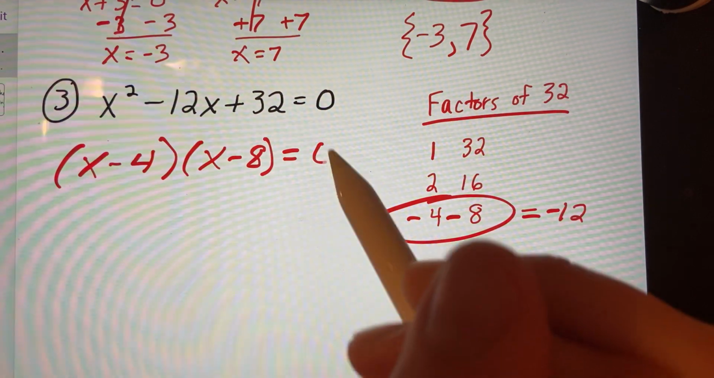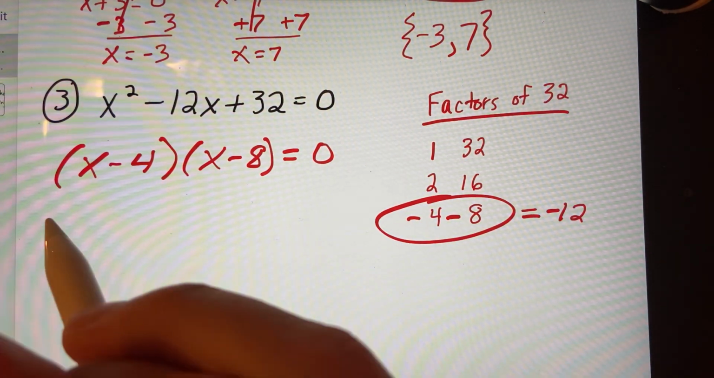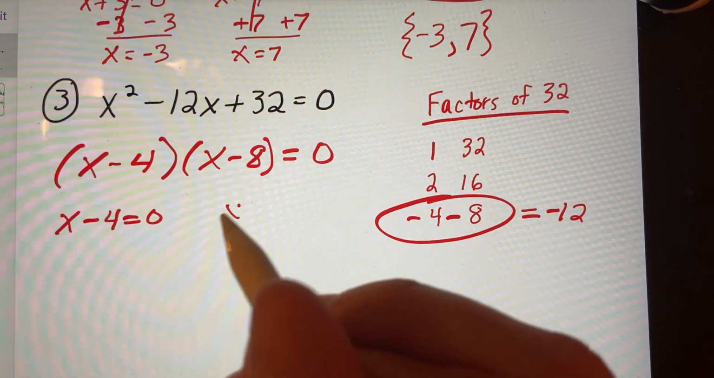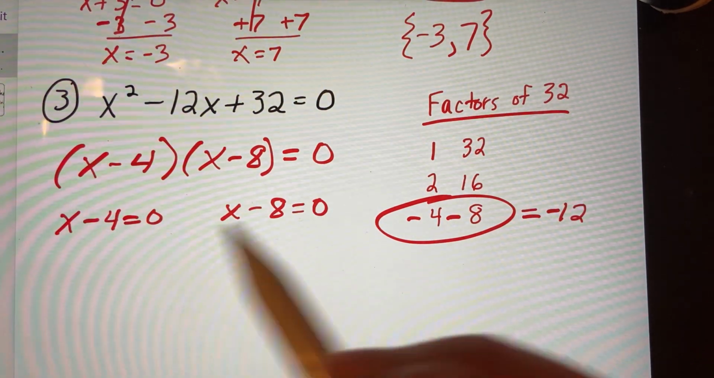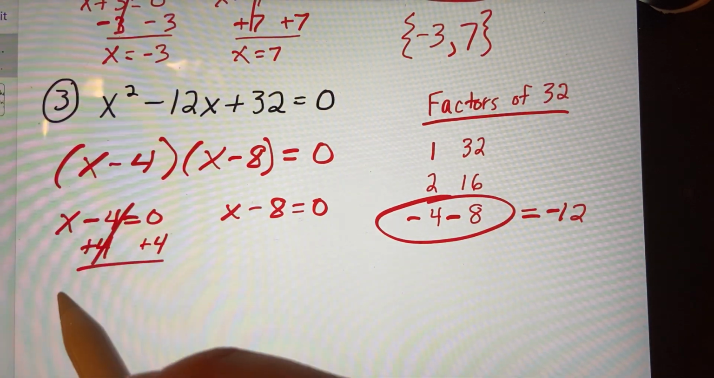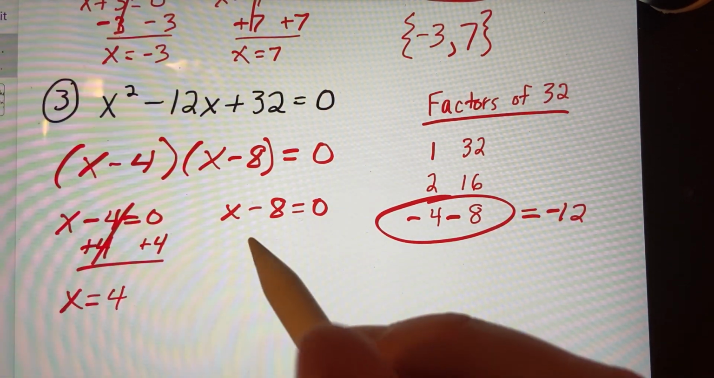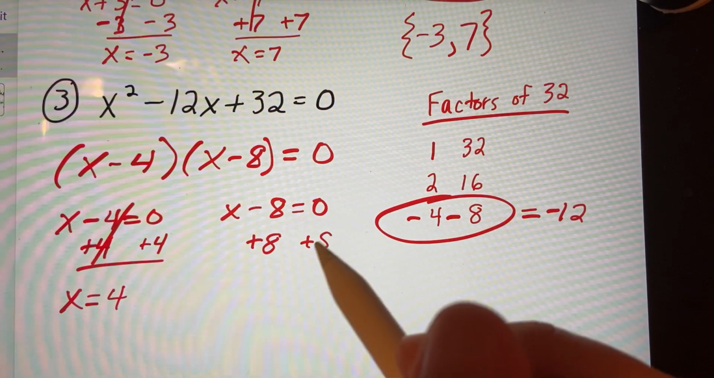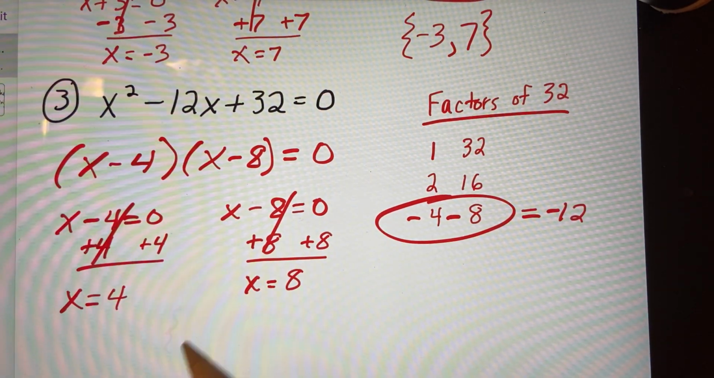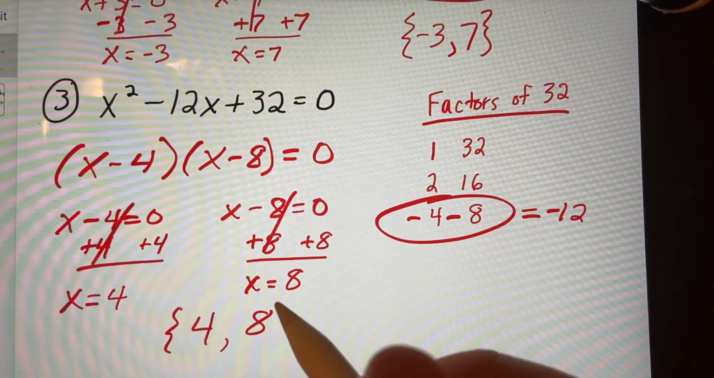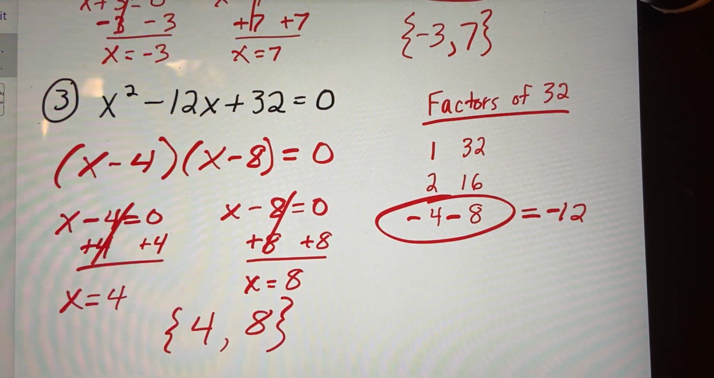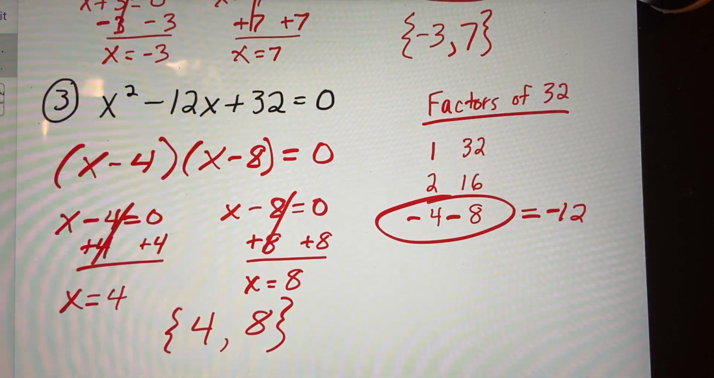That equals 0. Then I can set each part equal to 0. x minus 4 equals 0. And x minus 8 equals 0. Add 4 to both sides, and that makes it x equals 4. And then add 8 to both sides. That makes it x equals 8. And then you want to put your answer in brackets, 4, 8. Those are your solutions. That's where that graph would cross the x-axis.